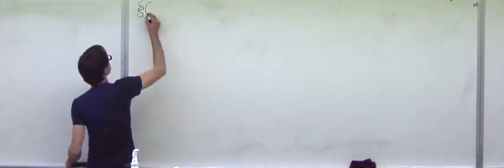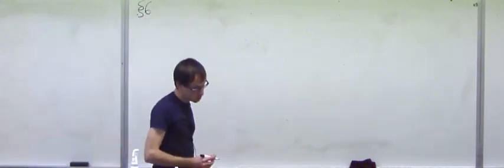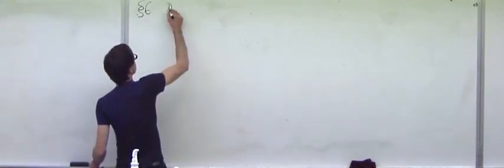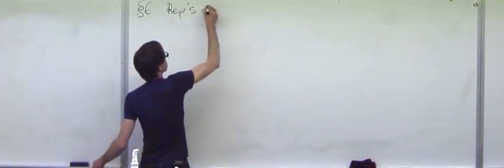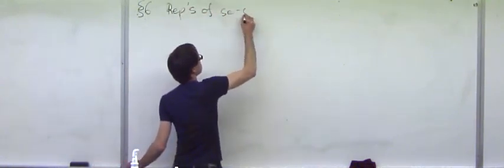Yeah, so I'll do a brief review. Two weeks ago on Thursday, I continued a little bit with the lecture, so I'll briefly review this. This is about paragraph 6, representations of semi-simple Lie algebras.